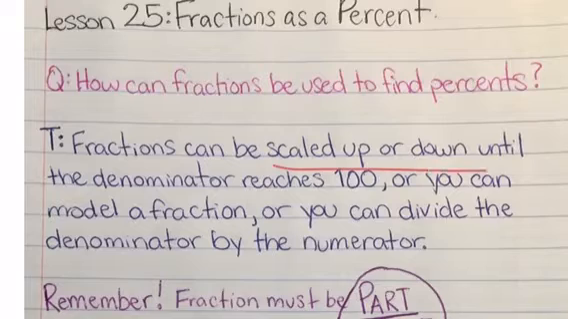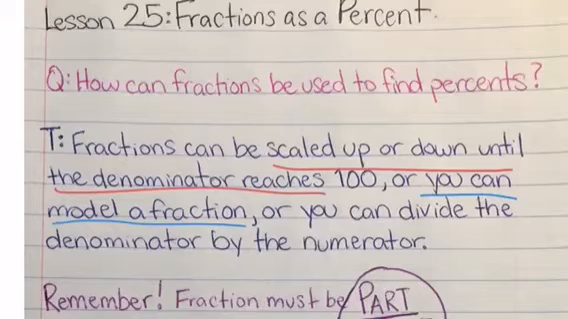You scale it up or down until you reach 100, or you can model a fraction, or you can divide the denominator by the numerator. So we have three options. Okay, let's take a look at those options.